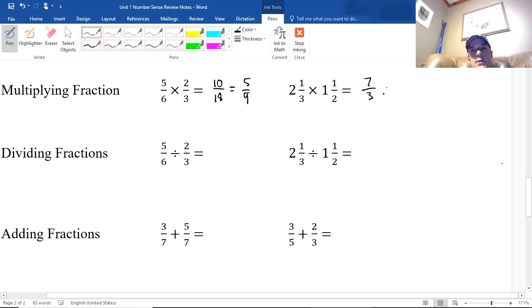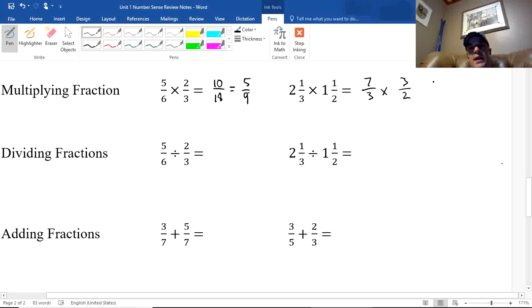I believe we did that up above. And then 2 times 2 is 4, plus 1 is 5, and that's 5 over 2. And when we multiply this, we get 21 over 6, okay?